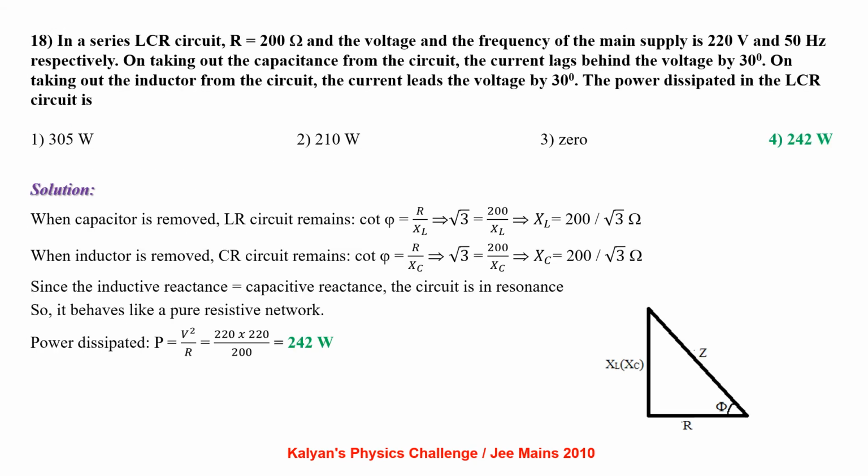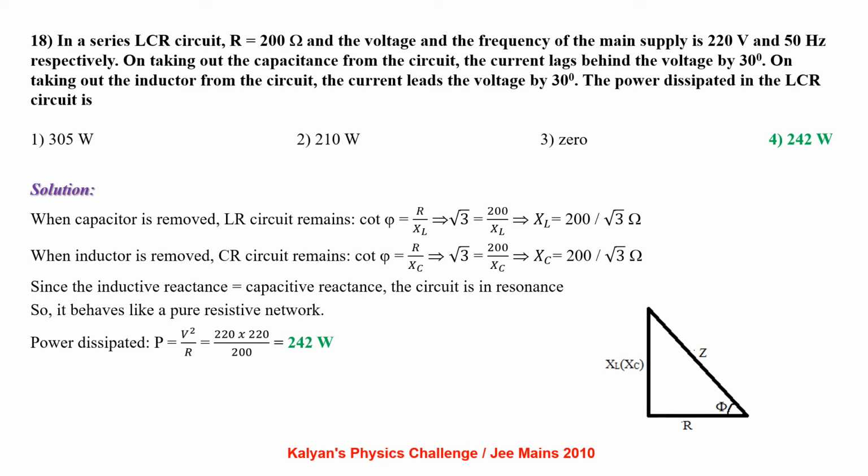In a series LCR circuit, R equal to 200 ohm and the voltage and the frequency of the main supply is 220 V and 50 Hz respectively. On taking out the capacitance from the circuit, the current lags the voltage by 30 degrees. On taking out the inductor from the circuit, the current leads the voltage by 30 degrees. The power dissipated in the circuit is.